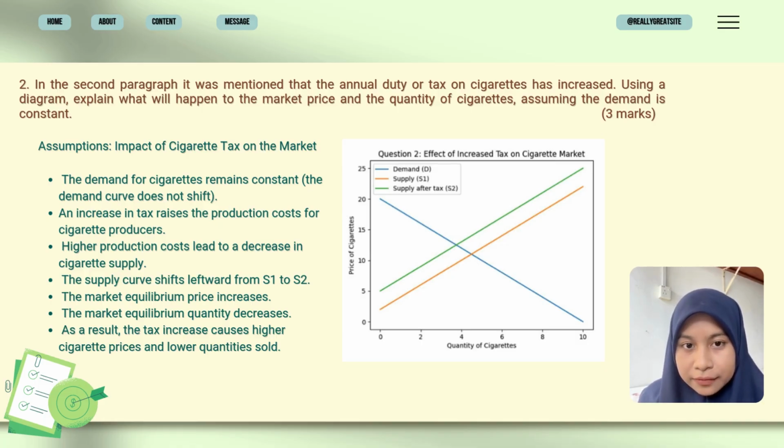Because of this shift, the market reaches a new equilibrium. The equilibrium price increases while the equilibrium quantity decreases. So, for the conclusion, an increase in cigarette tax leads to higher cigarette prices and fewer cigarettes sold in the market.